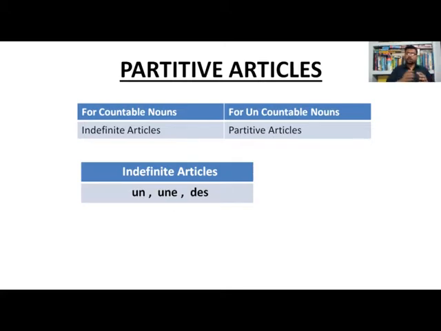Indefinite articles: a, une. We use them according to the gender. A is used before the noun when the noun is singular and masculine. Similarly, une is used when the noun is feminine. And when the noun is plural, we use des.